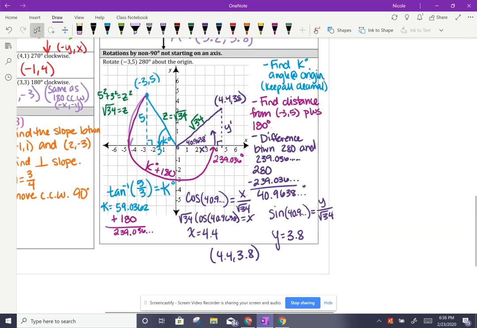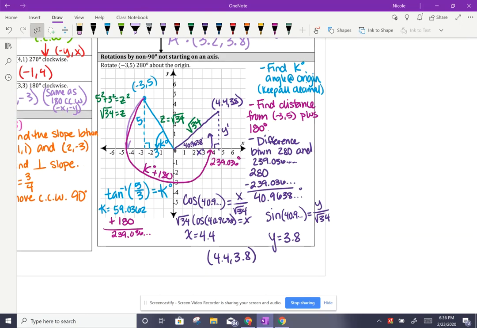Okay, so yes, there's a lot of steps to this type. I'm very sorry. But the more you practice it, the more you think about right triangles and how you can create those right triangles is really how you're going to go about solving these.